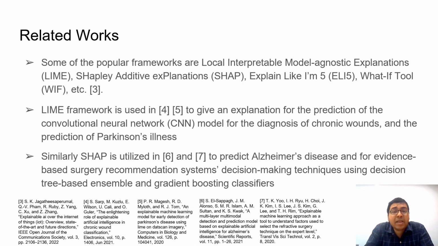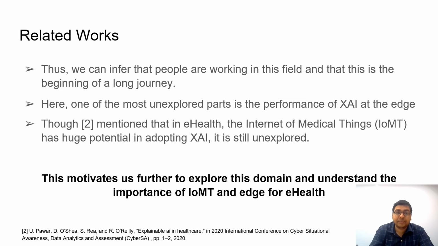Now, some of the explainable AI frameworks that are being widely used by researchers are LIME, SHAP, LA5, etc. Out of all these, the LIME framework is used in literature 4 and 5 to give explanation for the prediction of the convolutional neural network model for the diagnosis of chronic wounds and the prediction of Parkinson's illness. Similarly, SHAP is used in literature 6 and 7 to predict Alzheimer's disease and for evidence-based surgery recommendation systems, decision-making techniques using decision tree-based ensemble and gradient boosting classifiers.